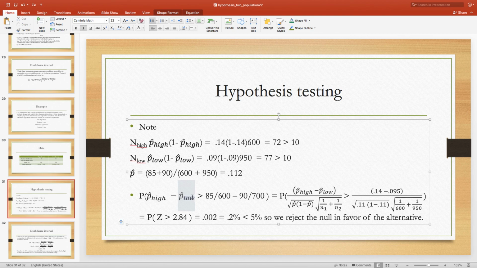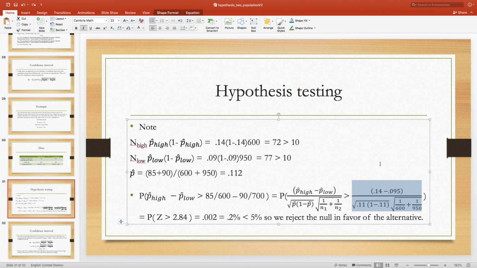So now, if I want to calculate the p-value for this, I can go ahead and calculate the probability that the high minus the low, the observed sample difference, is bigger than the observed difference, which is 85 out of 600 minus 90 out of 700. And this is a standard normal distribution, so I replace that with z in the next line. This quantity, I go ahead and take the z-score. Okay. Now I subtract by 0 because that's the hypothesized sample difference.